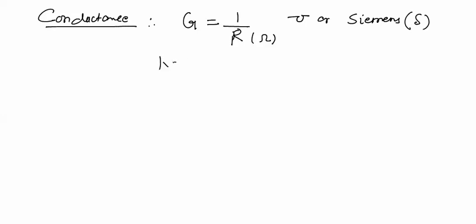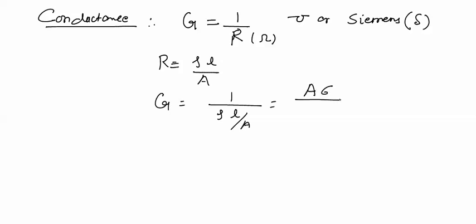We know that R equal to rho L by A. From this equation, G can be written as 1 upon rho L by A. It can be written as A into sigma divided by L, where 1 by rho equal to sigma, conductivity, and unit is Siemens or mho. This is the conductance of the material. If we know conductivity of a material, then we can calculate its conductance.